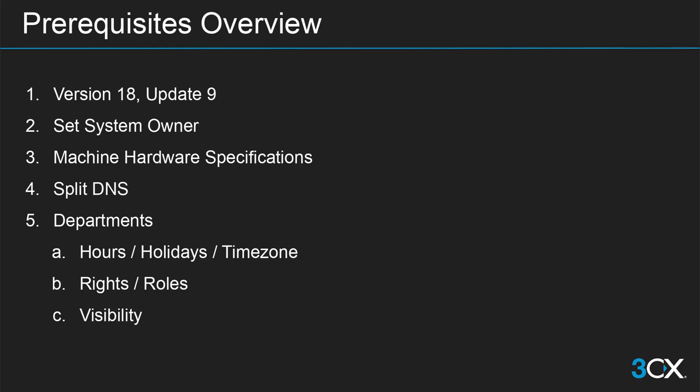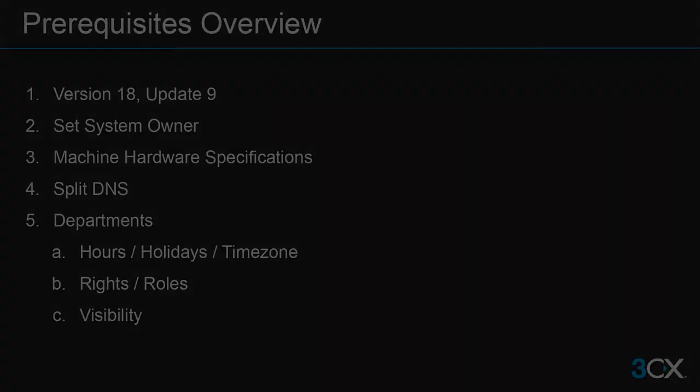We very recently released an update with version 18. It is the final update for version 18, and that does all the preparatory work in the background to make sure that your upgrade to version 20 is seamless and smooth. You will need to have a system owner. We'll talk about the hardware specifications as well. We'll talk about the networking aspect as well with split DNS if you are using the 3CX apps. And we'll talk about the departments and their setup.